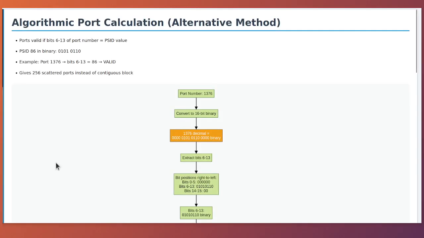Algorithmic port calculation method. The algorithmic port allocation method distributes ports differently by using bit pattern matching rather than contiguous ranges. With this method, a port number is valid for a particular PSID if specific bits within the port number match the PSID value. The MAP rule specifies two parameters for this: the PSID offset and the PSID length.